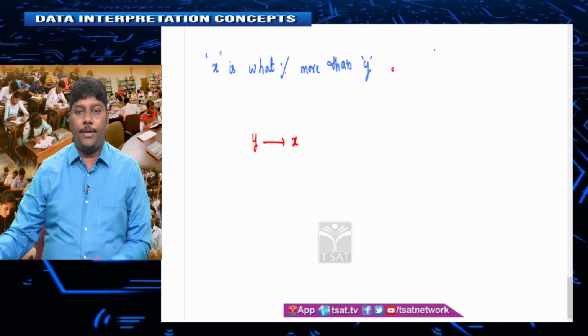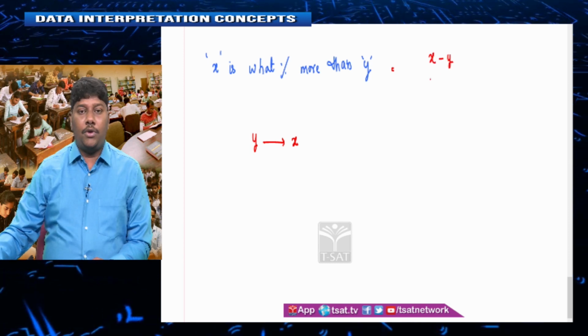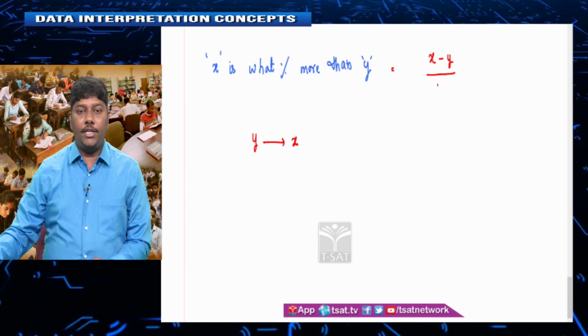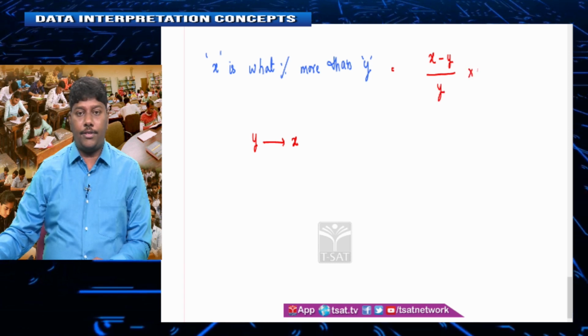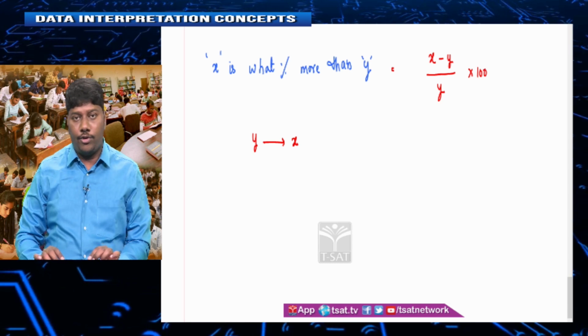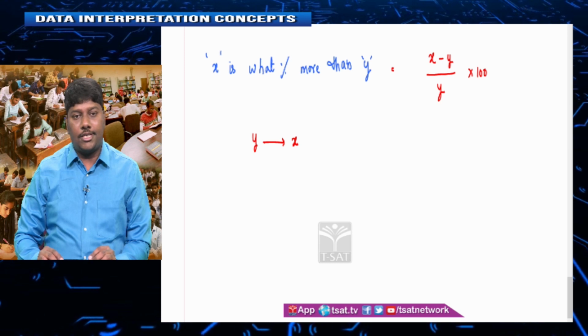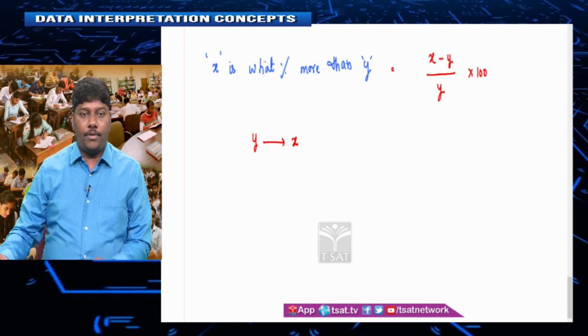What is the difference between them? The difference between them is X minus Y, because X is more than Y. You are comparing it with Y. Therefore, the initial value is Y, into 100. The formula is X minus Y, the difference, by the initial value, into 100. Initially it was Y, so it is becoming X. So X is what percent more than Y.